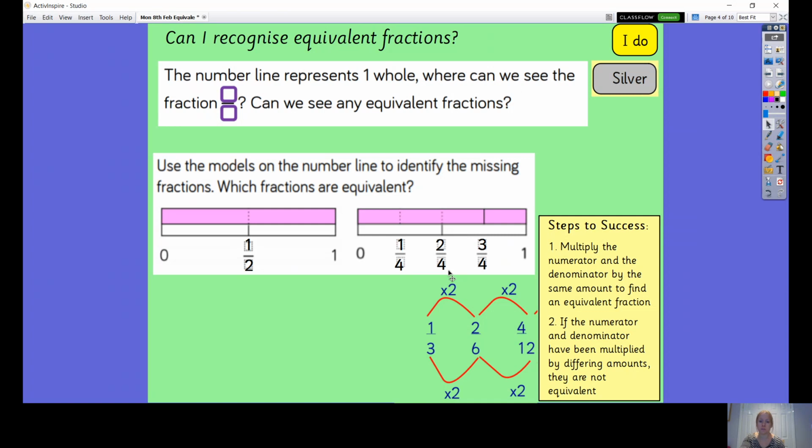Now, some of you might have already spotted that we could also have put here 1/2, because as we said before, equivalents of halves are really super easy, because the top number is always half of the bottom number, and so 2 is half of 4. So 2 quarters is equivalent, is the same as a half. So we can see those moving along there.